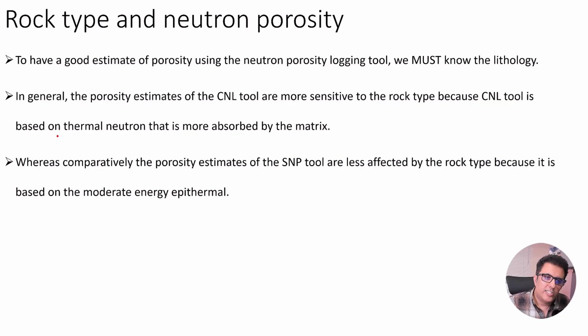Here is the summary of what we have learned so far. In order to have a good estimate of the porosity, definitely we should have some idea about lithology. And we have two logging tools. One of them is the SNP, Sidewall Neutron Porosity Log, and the other is the CNL. CNL is based on measuring thermal neutrons, very, very low energy neutrons, and as a result, it is more sensitive to lithology compared to the SNP, which is based on measuring epithermal neutrons or moderate energy neutrons.